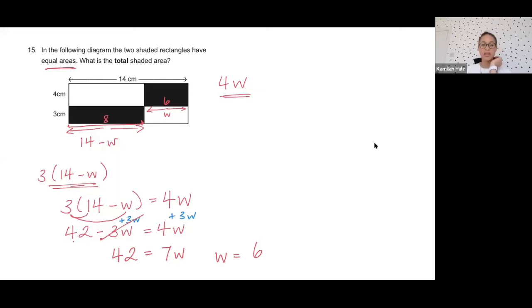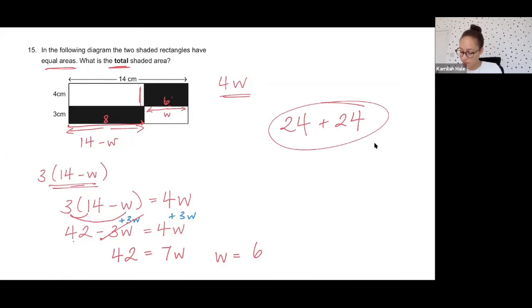And now we can find the areas. Now note the question says the total shaded area. I would work out the area of both of these quickly just to make sure they are equal, but don't forget you have to add those to find your final answer. So 3 times 8 is 24. 6 times 4 is 24. Add those together and you get 48. So that is the total area of the shaded sections.